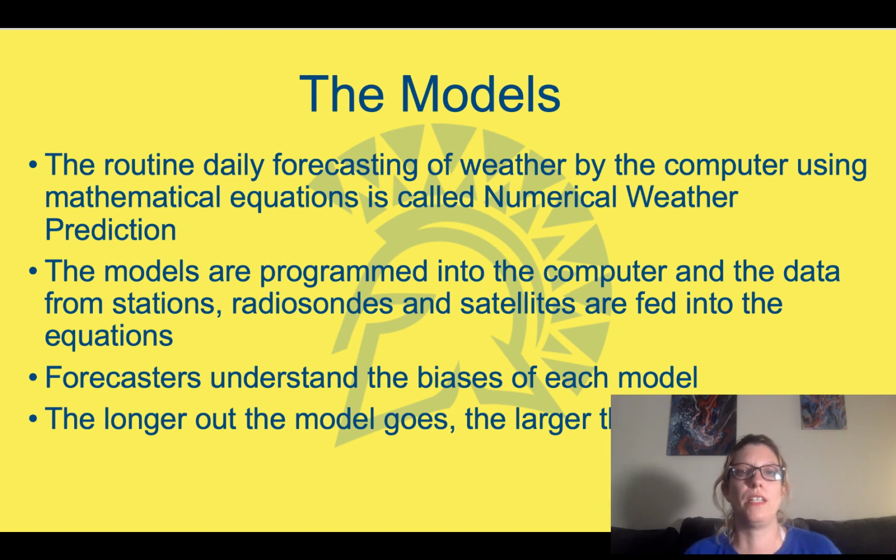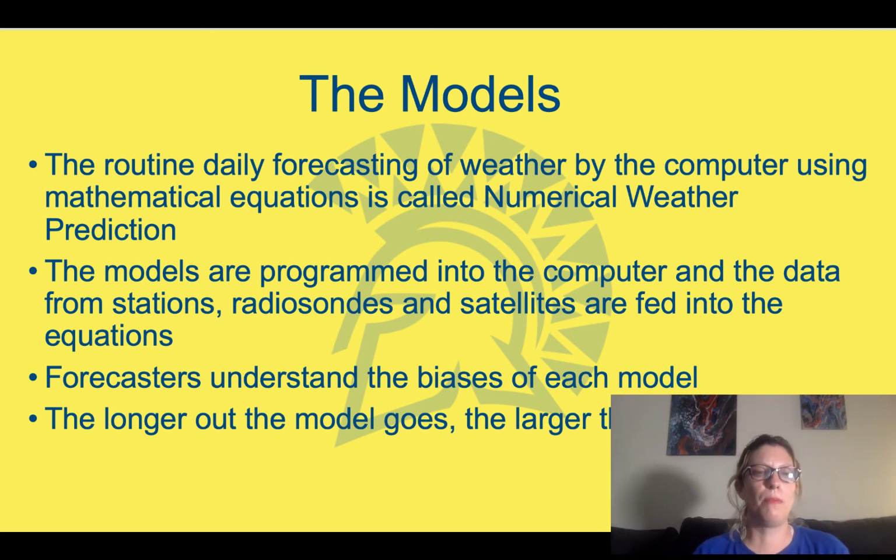So what actually happens is, we take the data from the places. We already went over the data in lecture 1 of this week. So, where we receive these data, we'll ingest it into the model. The model will run it through complex equations, and then it'll spit out the maps or the data, what it thinks is actually going to happen. Now, forecasters do understand the biases of each model because each model is going to lean towards different equations that meteorologists use more than others.